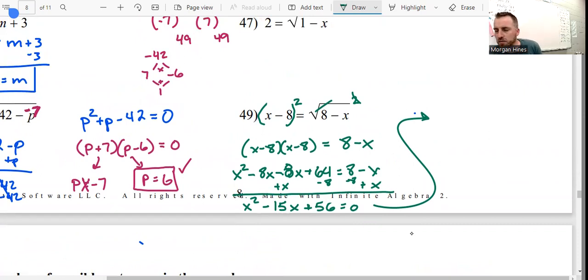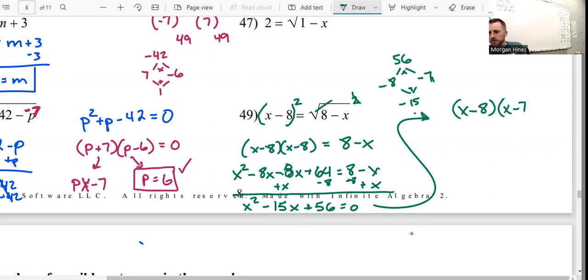Can we solve this quadratic? Yes, the quadratic formula would always work. I think it's kind of a pain, so I try to avoid it if I can. And the way I avoid it is by factoring. Are there factors of 56 that add up to negative 15? Well, if there are, they're going to have to both be negative, because two negatives multiply to make a positive, but can still add up to a negative number. And what are those factors of 56? 8 times 7 is 56. So this would be x minus 8 times x minus 7 equals 0. So my two potential solutions, x equals 8 and x equals 7.